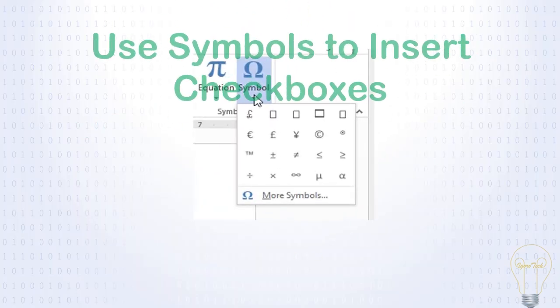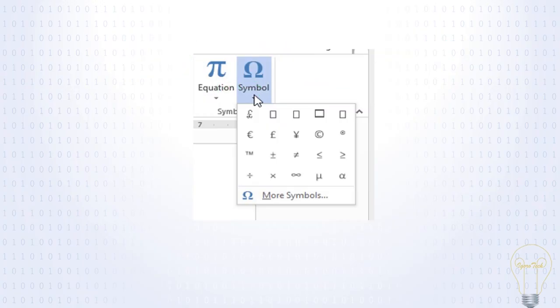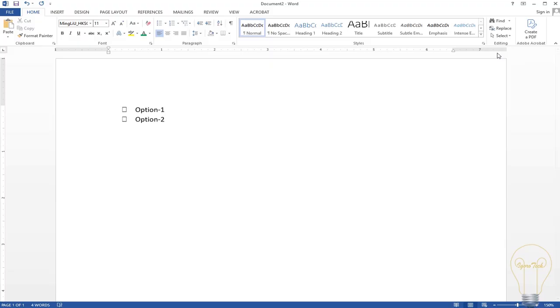Method 2. Use symbols to insert checkboxes. If you need a quick way to add checkboxes without making them interactive, using symbols is an easy solution. This method works well for creating non-interactive checklists in Word. Here are the following steps to insert symbol checkboxes in Word. Click where you want to insert the checkbox.